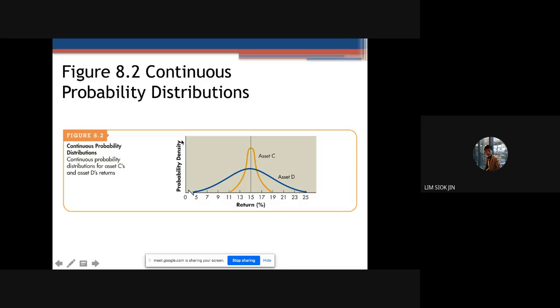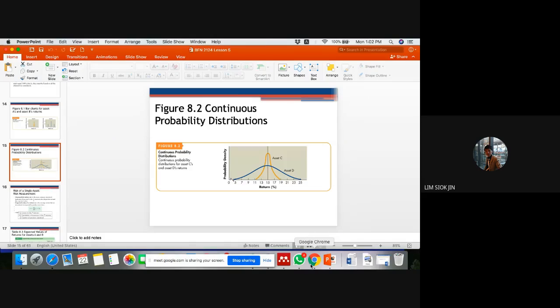So probability density is the likelihood. How many percent that this will happen? How many percent that this will happen? How many percent this will happen? Okay, I know it's a bit confusing, but any questions so far?